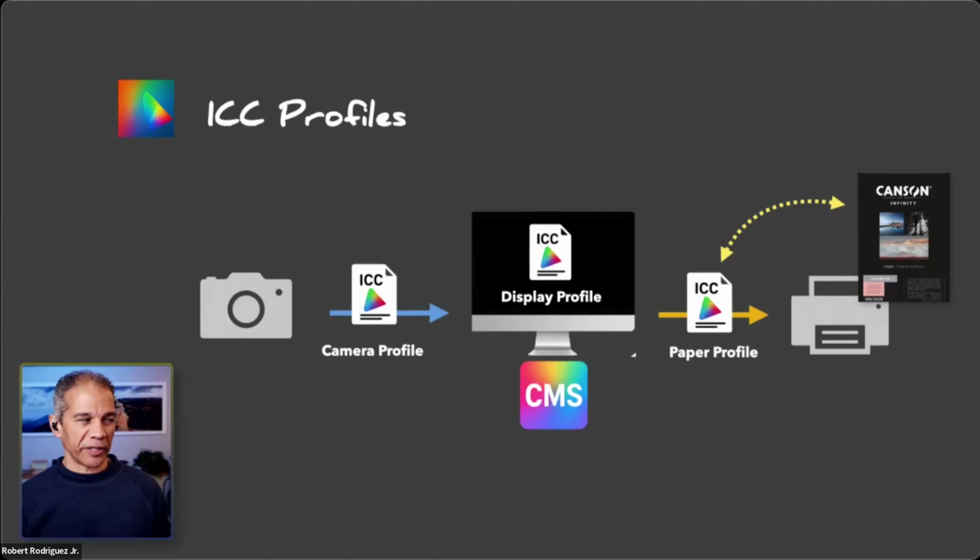ICC just stands for International Color Consortium. It's an organization that standardizes different color ideas for the industry. And a profile is nothing more than a file that describes how a particular device will reproduce color. So we have a profile, or we can have several profiles, for our camera that'll interpret the sensor data. We can have a profile for our monitor that best describes how your particular monitor reproduces color. And as I said before, a profile for each paper, because each paper is unique.